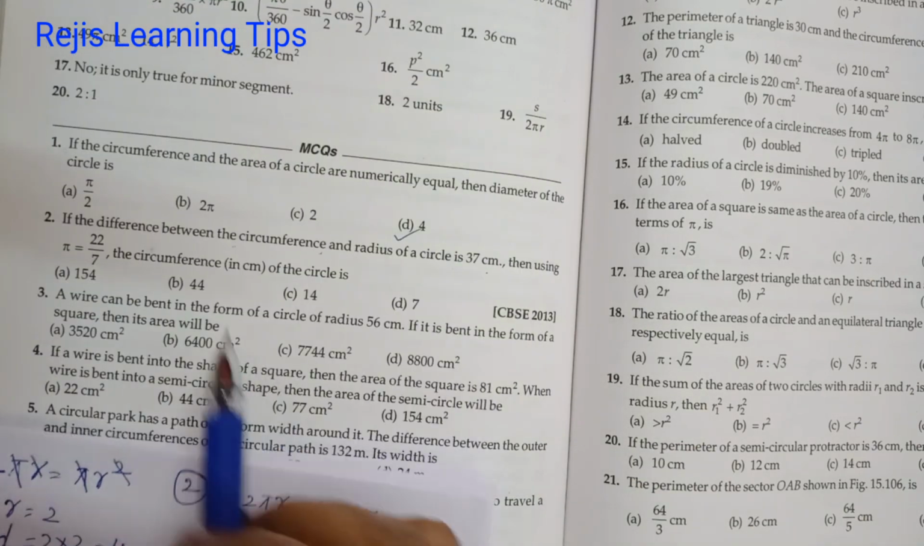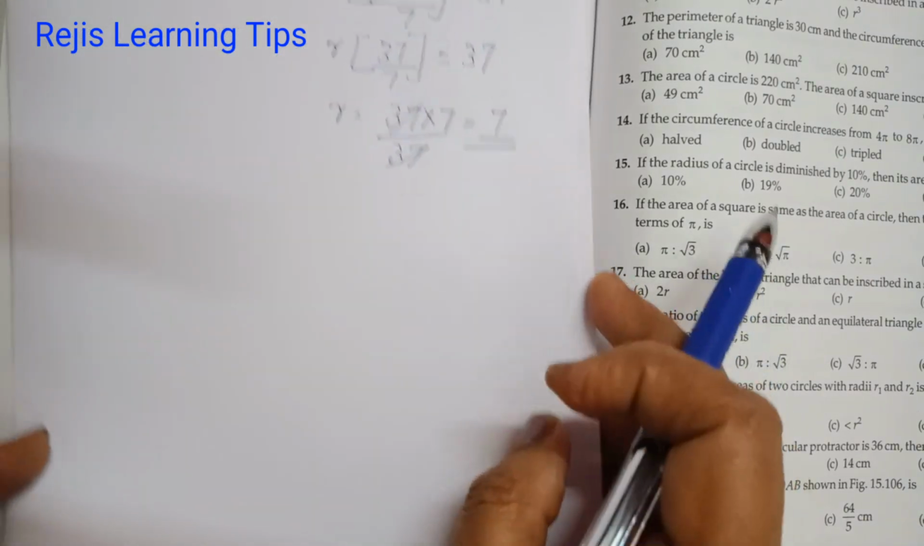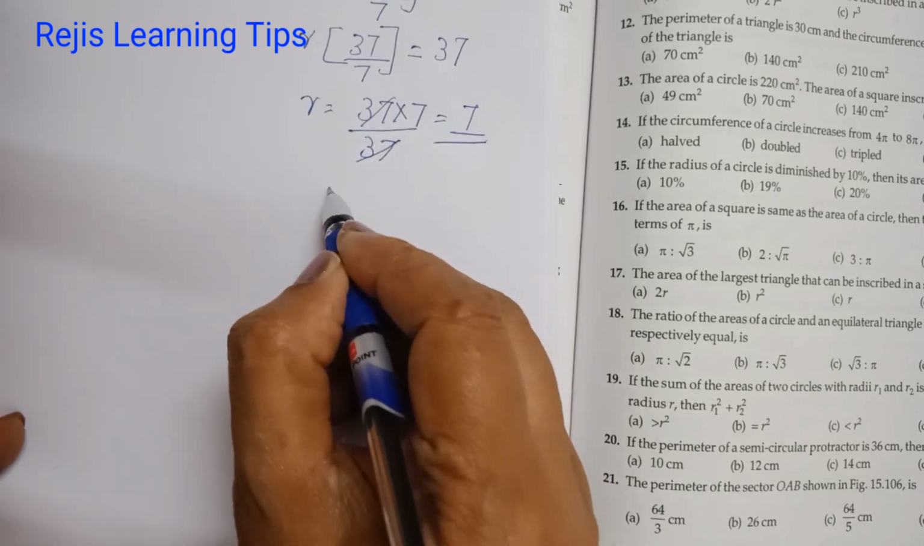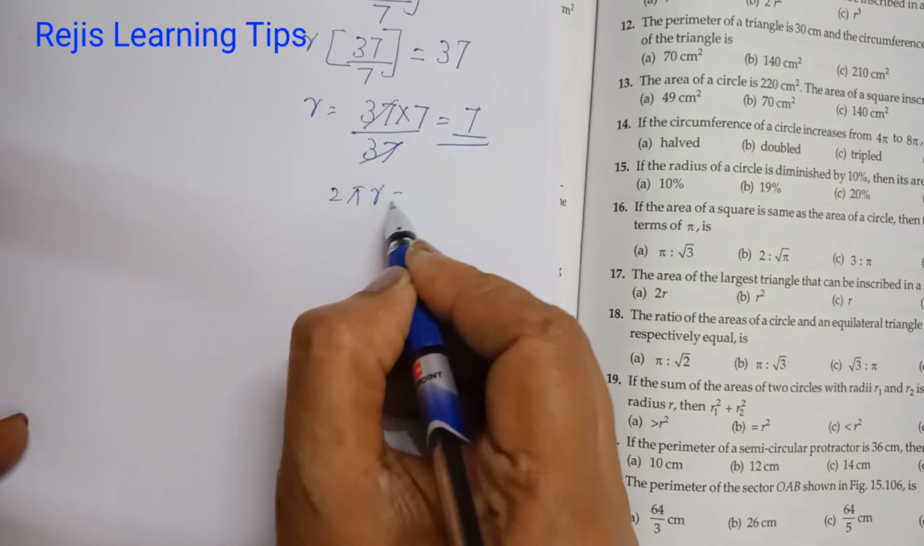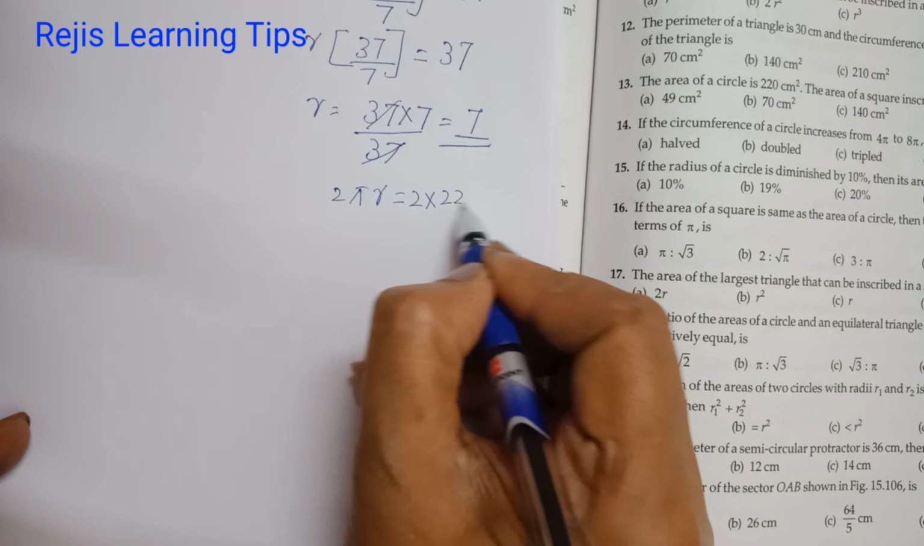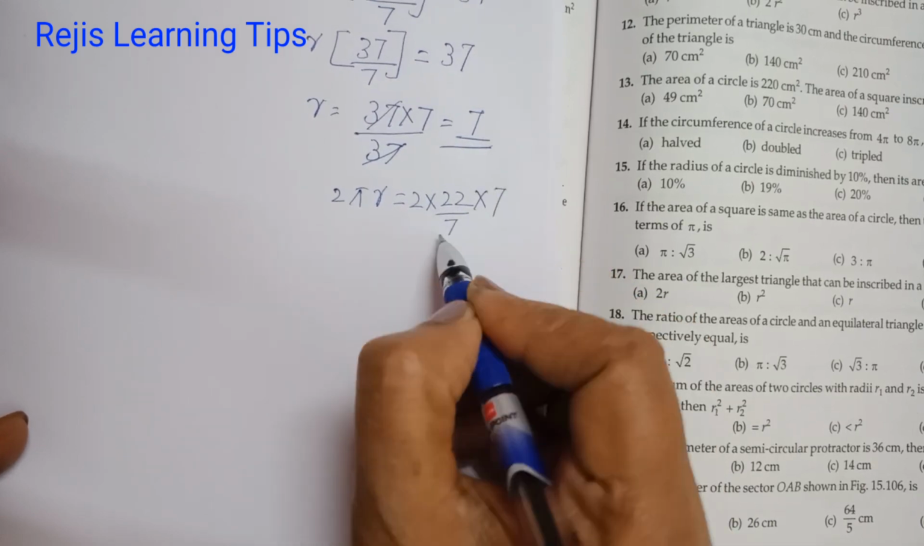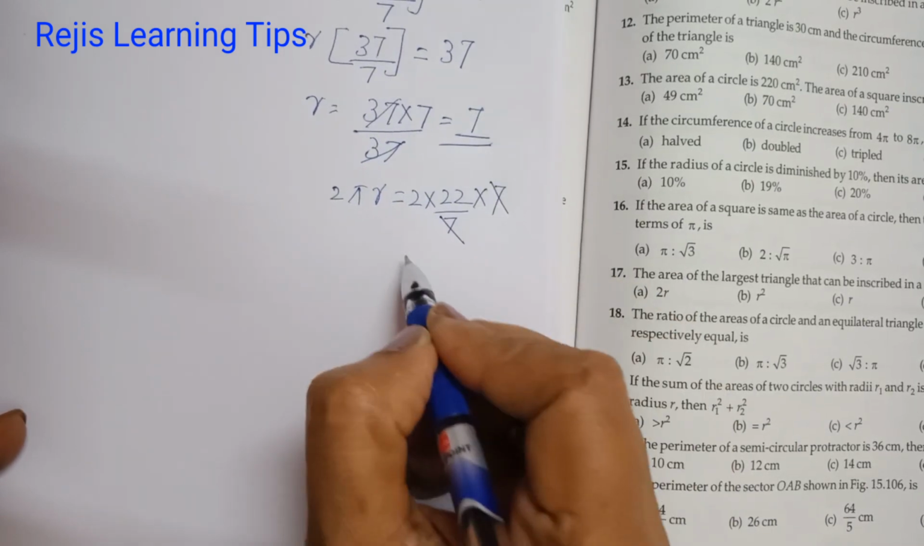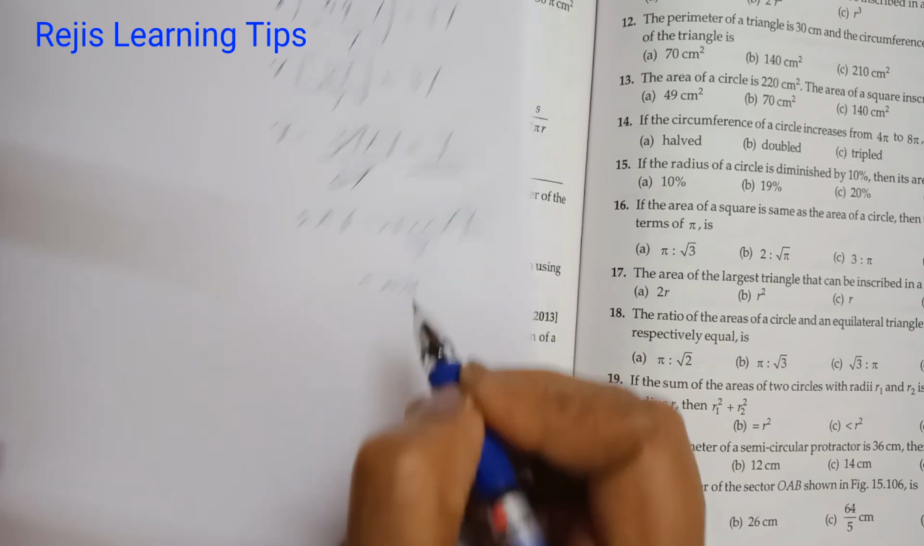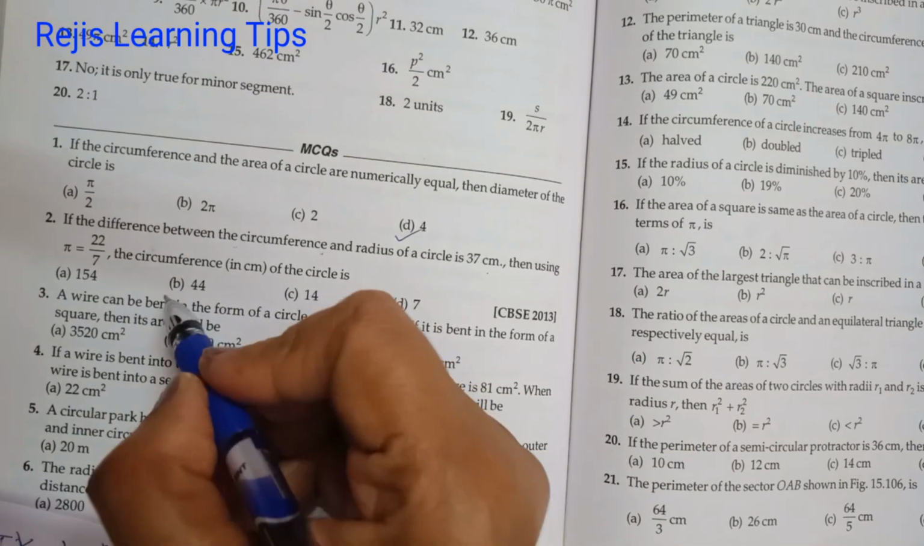Then we have to find out the circumference of a circle. Circumference of a circle is equal to 2 pi r. So 2 into 22 by 7 into 7. We can cancel this 7 and 7. Then our answer is 44. That is 44. So option B.